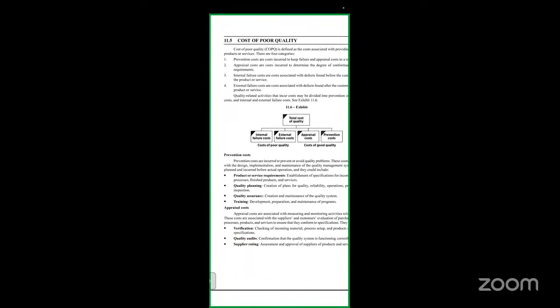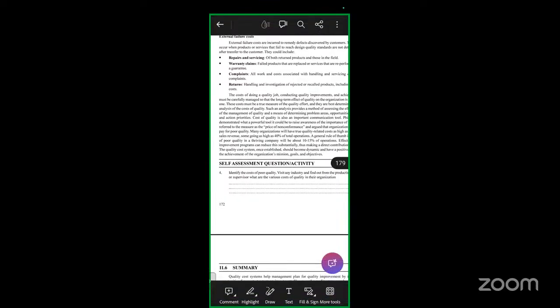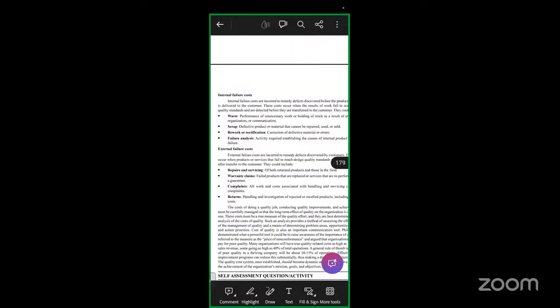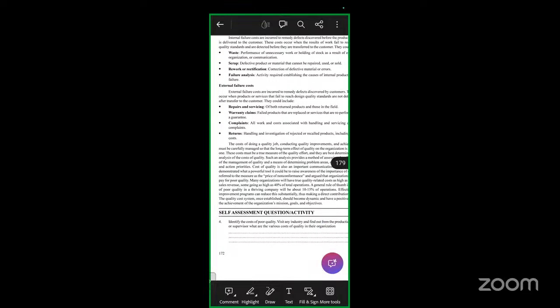Okay, so here is the cost of poor quality: internal failure cost, external failure cost. Then the cost of good quality: appraisal cost and prevention cost. So these are the components. Internal failure includes waste, scrap, rework, and failure analysis. External failure includes repair, servicing, warranty claims, complaints, and returns.